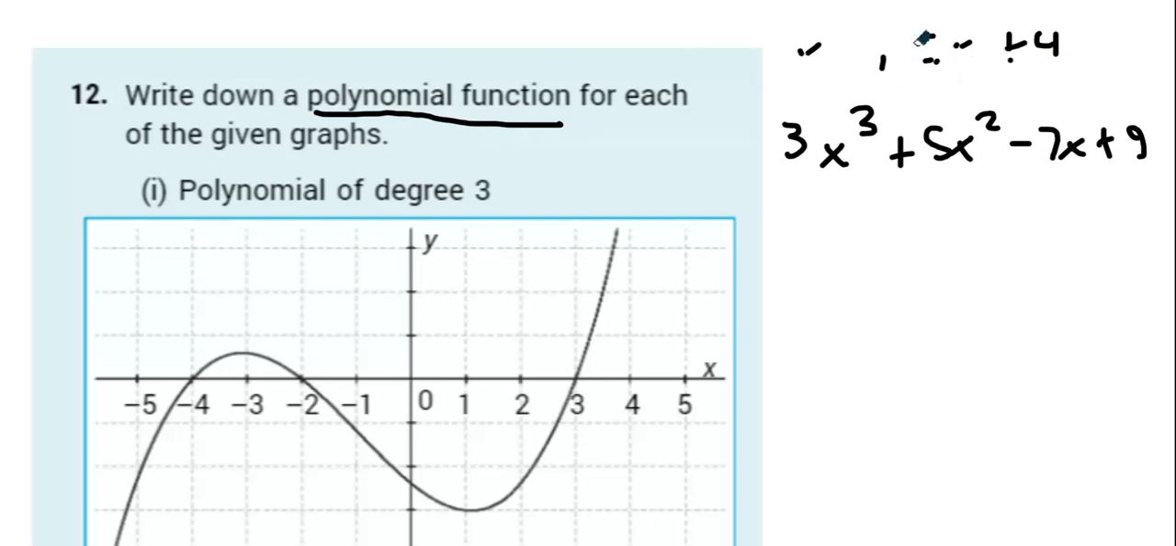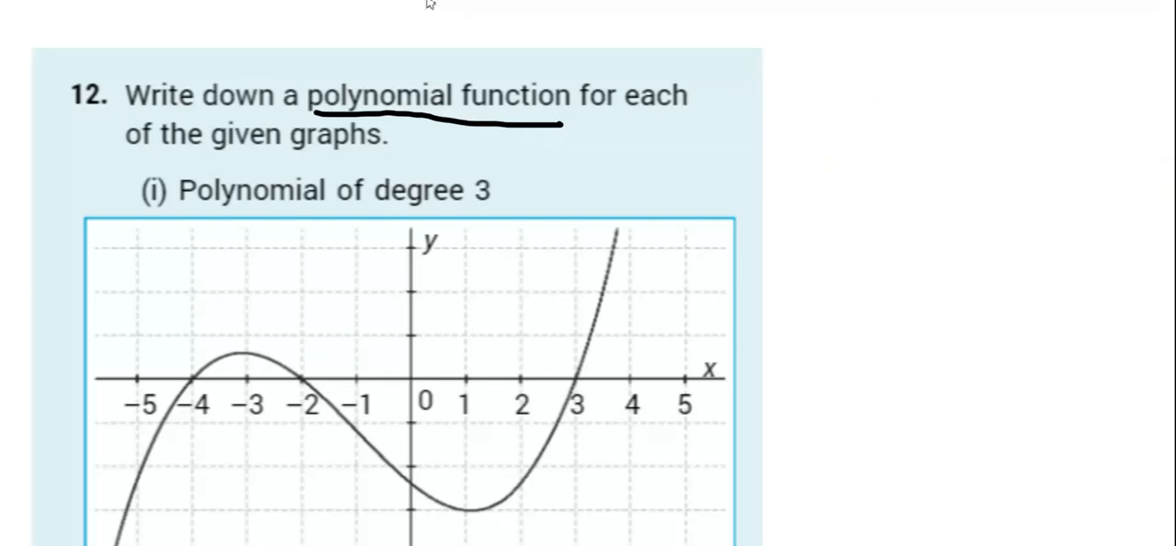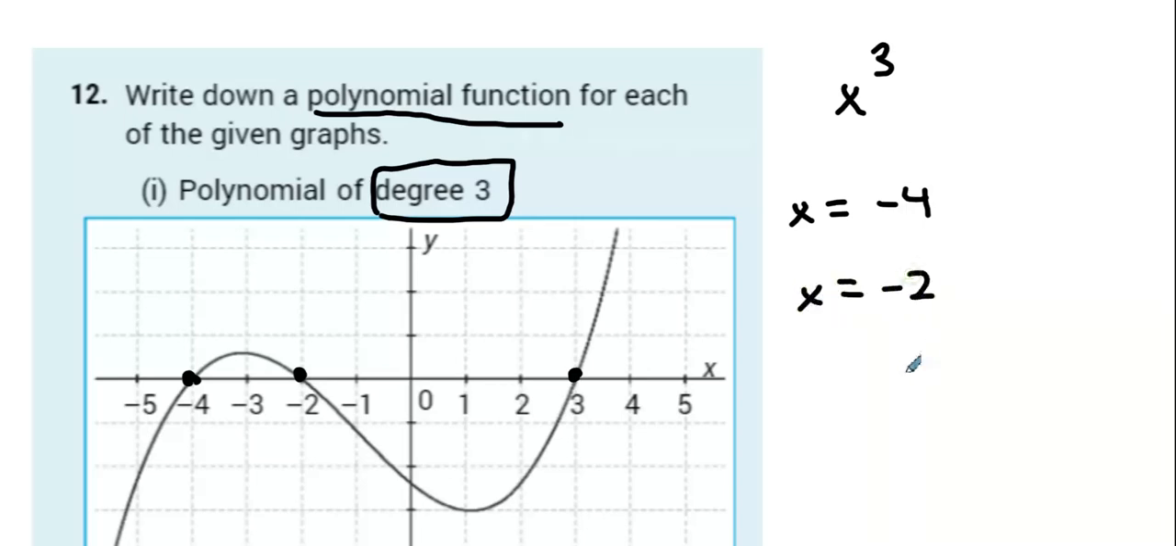Now, gents, they want me to make an equation. Here's how we're going to do it. We're going to look at this here, and we're going to go, no bother. We have 3 answers already, don't we? Now, it says degree 3. What does degree 3 mean? It means an x cubed polynomial. Only 3 answers. So here's what we're going to write down. X equals minus 4. X equals minus 2. And x equals 3.